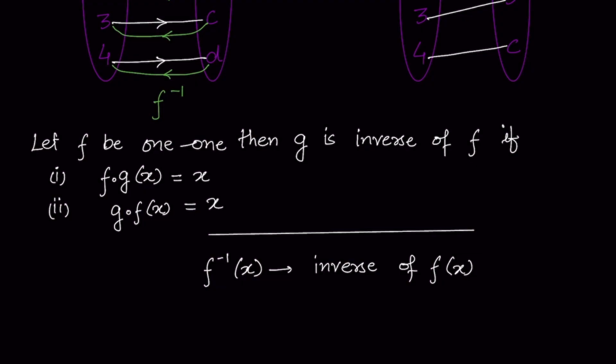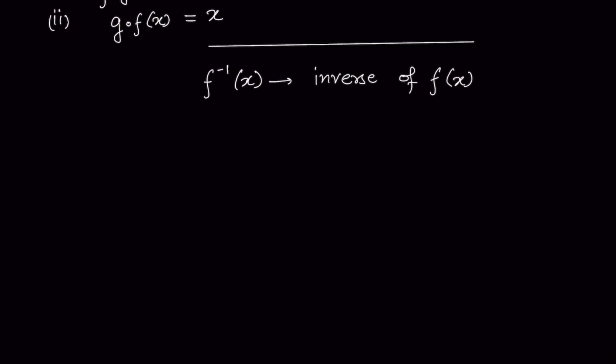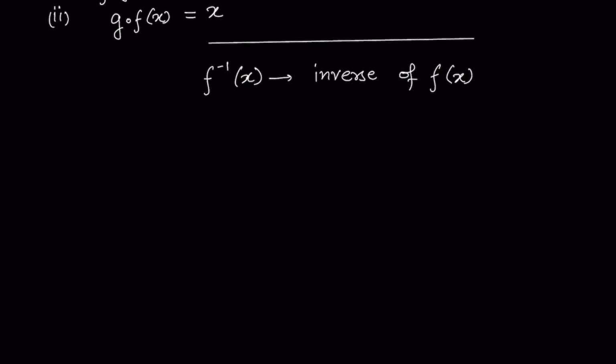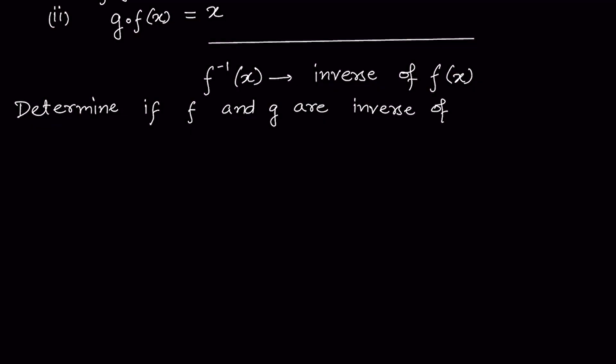So first, given two functions, we will check if they are inverse of each other or not. And then we will learn how to find the inverse: given a function, how to find the inverse. So first we will learn to determine if f and g are inverses.